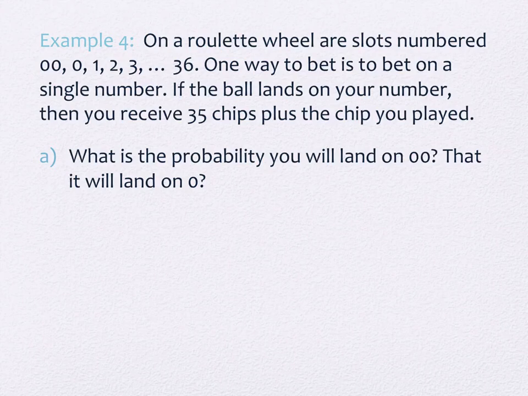The first question, part A, says, what is the probability you will land on 00, and then that you will land on 0? What's the probability that when you spin the roulette wheel, it lands on 00? 1 out of 38. And what's the probability that it lands on single 0? 1 out of 38. So far so good? That's just probabilities. Notice we are using probabilities here, not odds. This is not an application of odds. It's an application of probabilities.